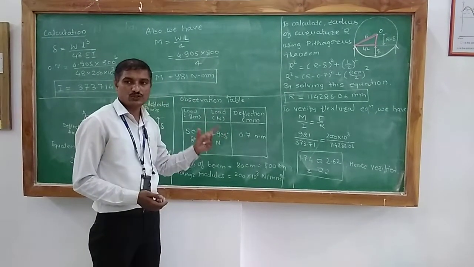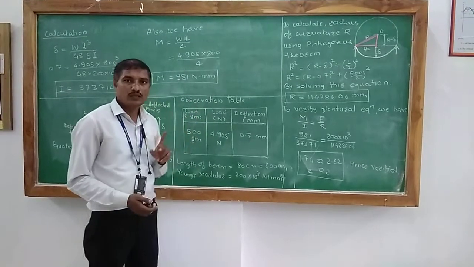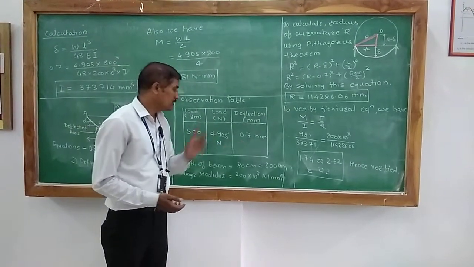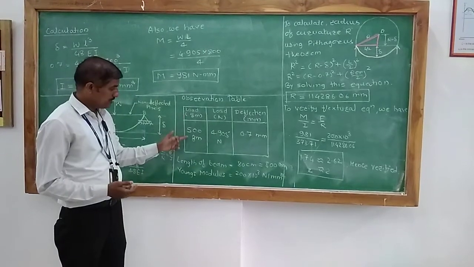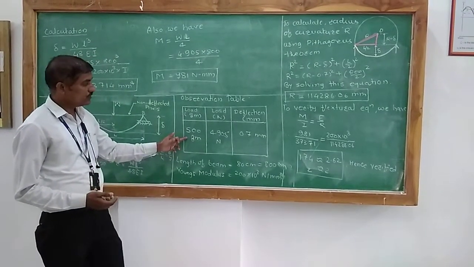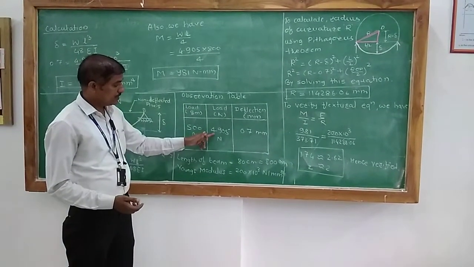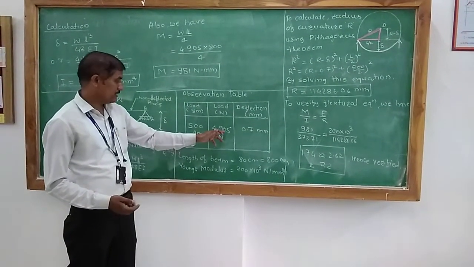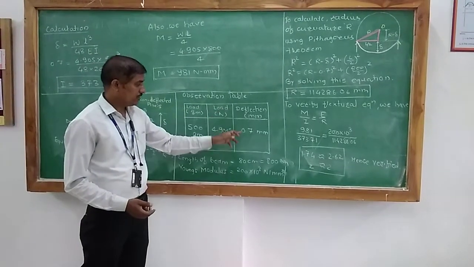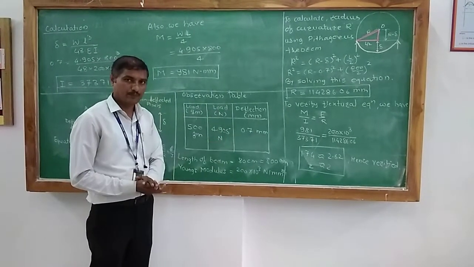One revolution of the dial gauge gives us the 1 millimeter reading. So from that we have taken that reading. So load here, it is 500 gram we have considered, and from that 500 gram we have converted it into Newton, that is 4.905 with the deflection value of 0.7.